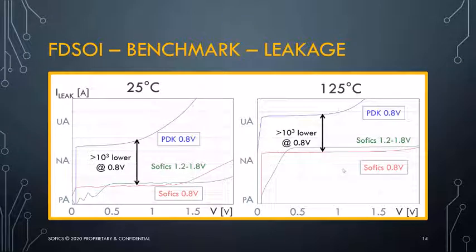Let's have a look at FDSOI benchmarking for leakage. Again, showing you room temperature versus elevated temperature. I'm showing you the absolute leakage in this case, picoamp level, nanoamp, and microamp range. Let's particularly focus in on the blue curve versus the red curve. They are representing blue curve, the PDK solution for 0.8 volts, and the red curve, the Sofics solution for 0.8 volts. What you can see is over the whole signal range and the relevant point of the supply voltage that there is a difference of 3 orders of magnitude in leakage between the PDK device and the Sofics device.